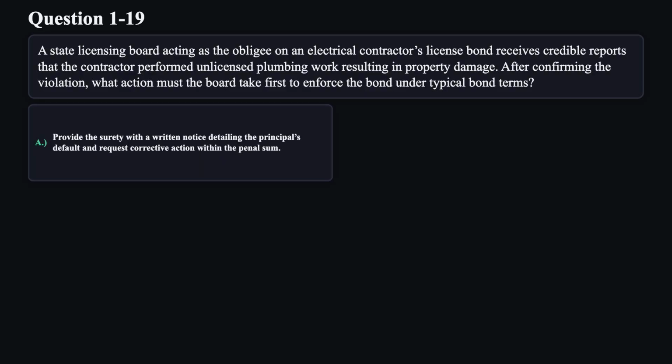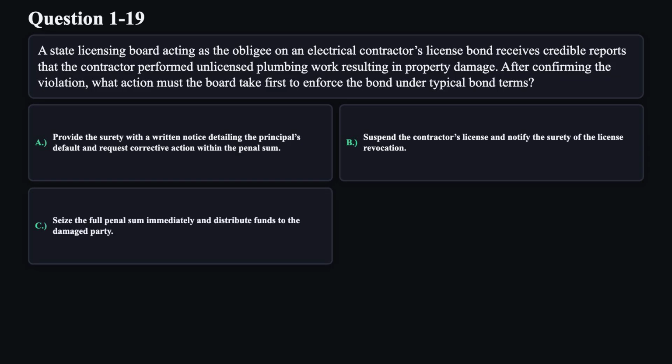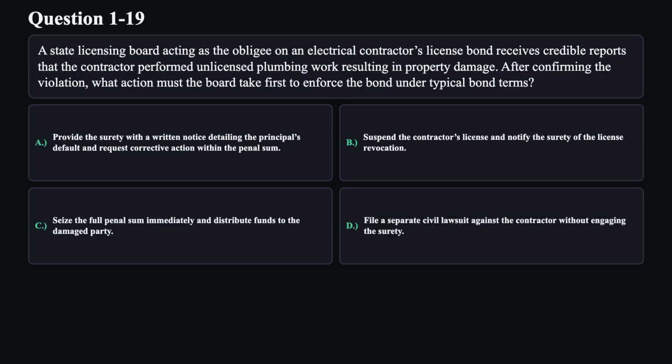A. Provide the surety with a written notice detailing the principal's default and request corrective action within the penal sum. B. Suspend the contractor's license and notify the surety of the license revocation. C. Seize the full penal sum immediately and distribute funds to the damaged party. D. File a separate civil lawsuit against the contractor without engaging the surety.